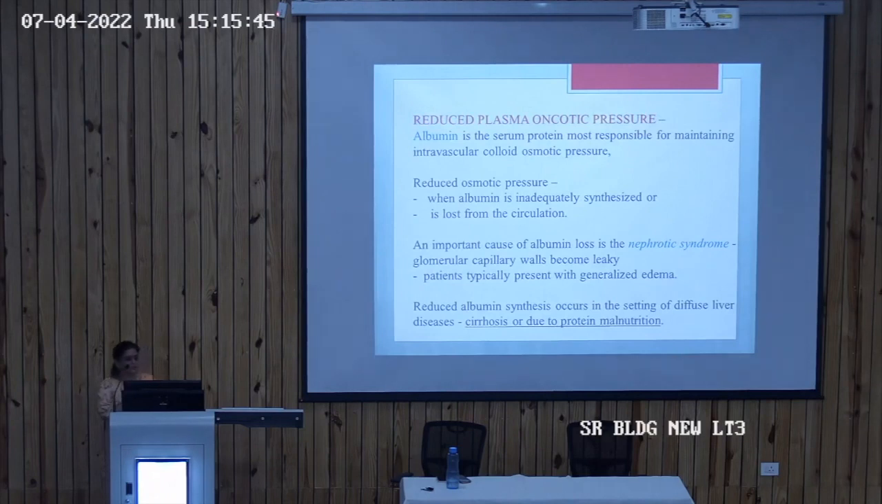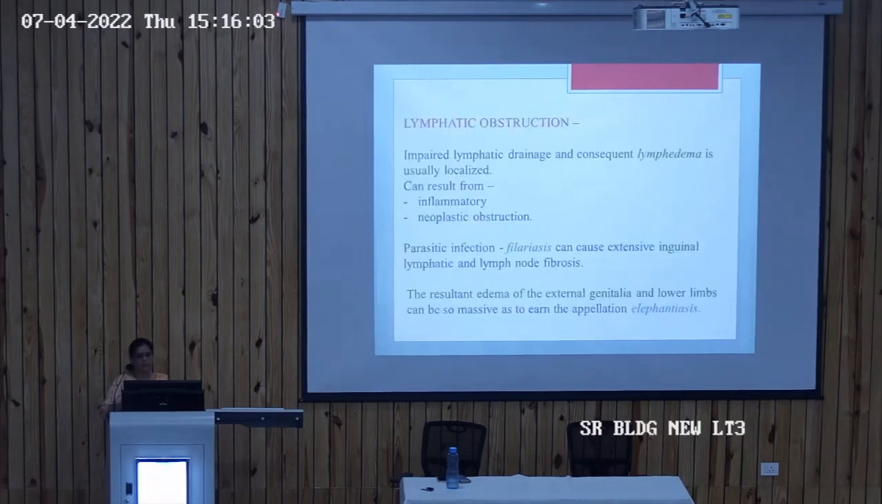Reduced albumin synthesis, मतलब या तो चीज बनेगी कम या तो बन पूरी रही है तो एक्सक्रीट ज्यादा हो रही है, ठीक है, लॉस ज्यादा हो रहा है. So they are only two causes in which this can occur. So reduced albumin synthesis occurs in the setting of diffuse liver diseases causing cirrhosis or due to protein malnutrition.